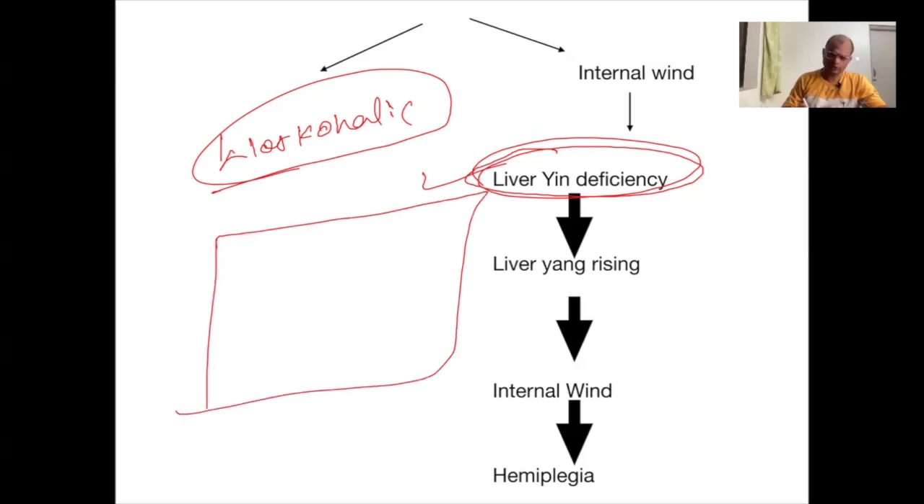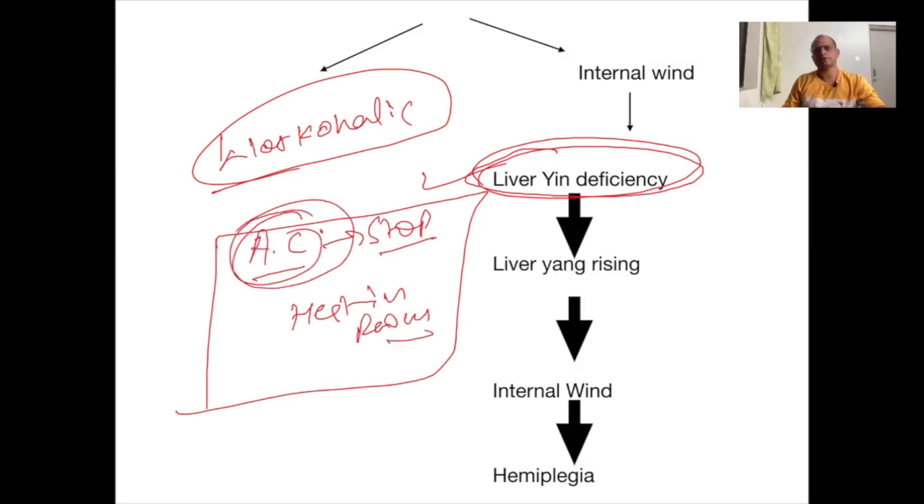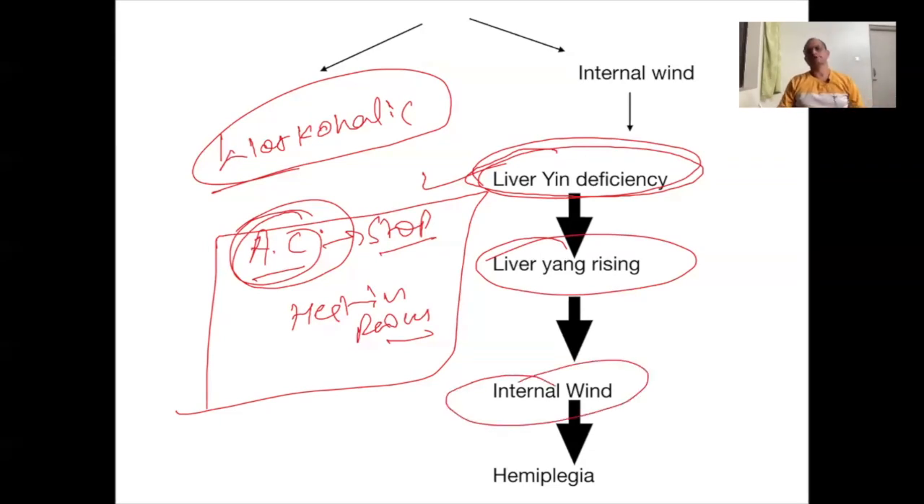This is your home. In the home you are having air conditioning, but it has stopped working. Then you will be feeling heat in the room. So if your yin is not working enough, then the yang is rising. Yang बढ़ जाएगा, और yang जैसे ही बढ़ता है, yang का अगला काम है internal wind बढ़ाना. That's why the person not sleeping enough or workaholic in nature or having liver deficiency, there might be liver yang rising, liver का yang बढ़ेगा और फिर wind बढ़ेगा और उसे हेमिप्लेजिया हो सकता है.